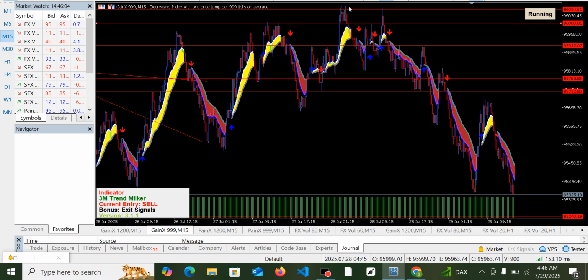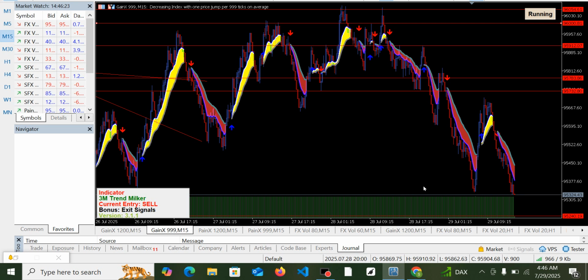Then the second thing is the support region. It is the opposite of the resistance region. The support region is also very, very important. It always comes at the bottom part. At this point is the support region. Here is another support region. Here is another support region.